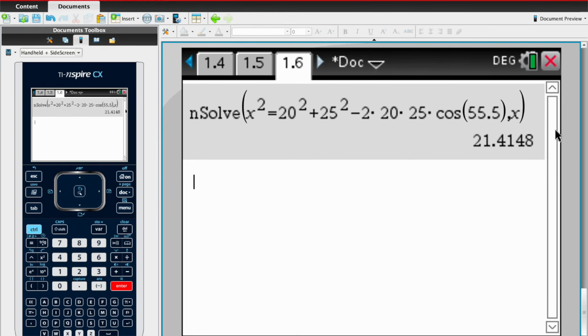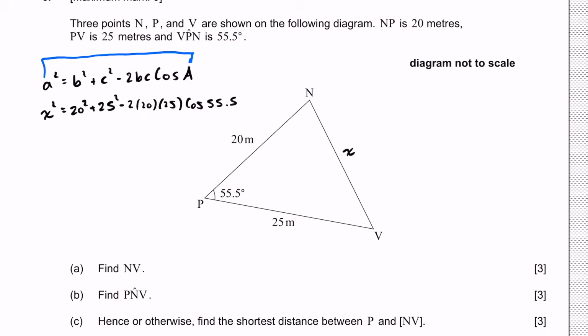So the distance, or the side length, is equal to 21.4. So 21.4 meters. Let's go back to the document and write this out. X is equal to 21.4 meters. All right. 21.4 meters. Okay. So we'll just clean this up. I have a feeling we're going to need to make use of this.